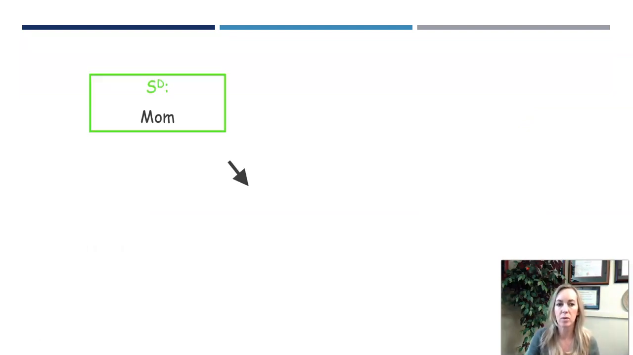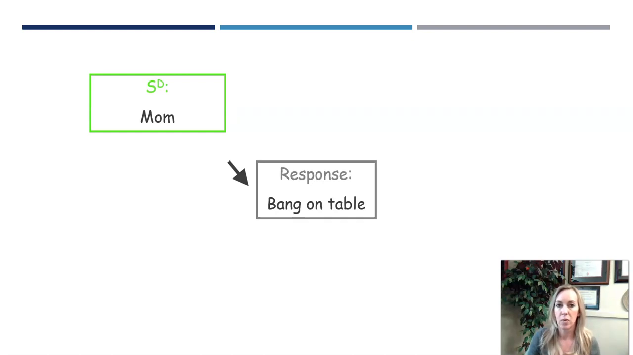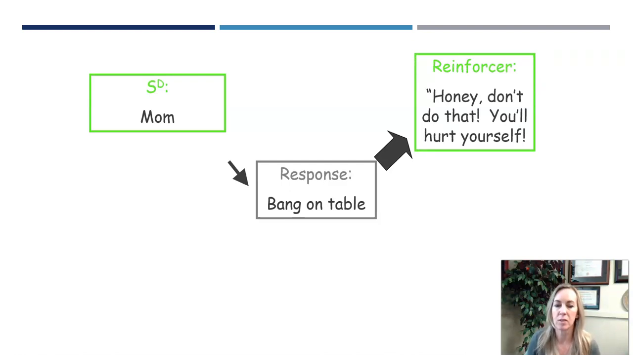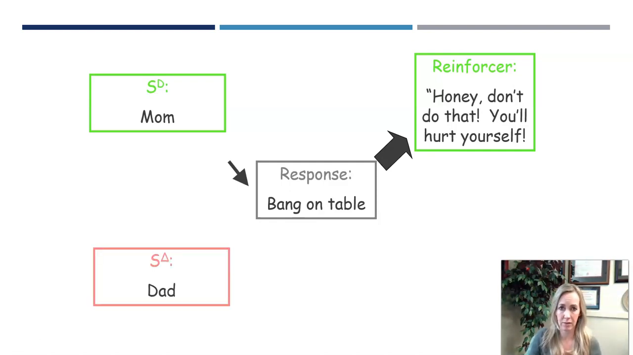Let's look at an example. If our SD is mom, when mom walks in the room, the child bangs on the table, and the consequence is the mom giving the student some attention. Honey, don't do that. You'll hurt yourself. Well, so the SD is mom. So frequently when mom enters the room, the child knows, hey, I know mom's going to be irritated by this and say something. Dad, on the other hand, doesn't even notice.